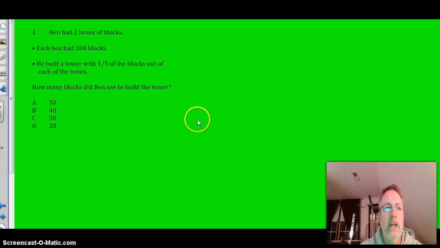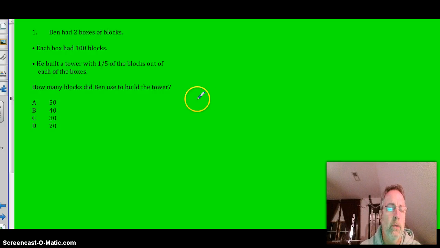All right, this is fraction review part 2. This was the last problem that we stopped on, so let's take a look at it. It says that Ben had 2 boxes of blocks. Each box had 100 blocks. He built a tower with 1/5 of the blocks out of each of the boxes. How many blocks did Ben use to build the tower?